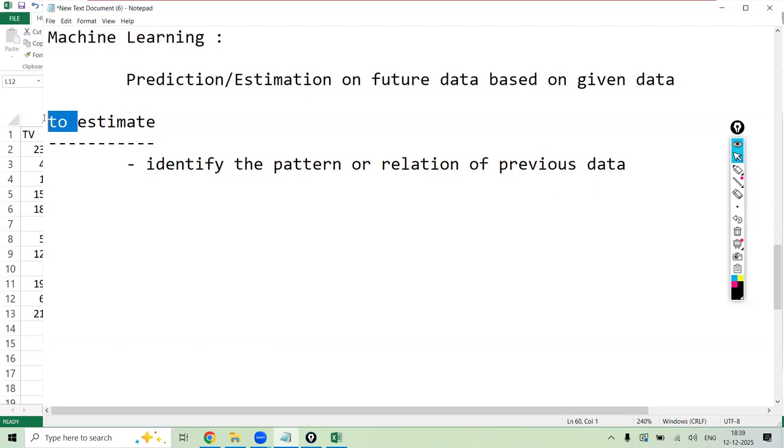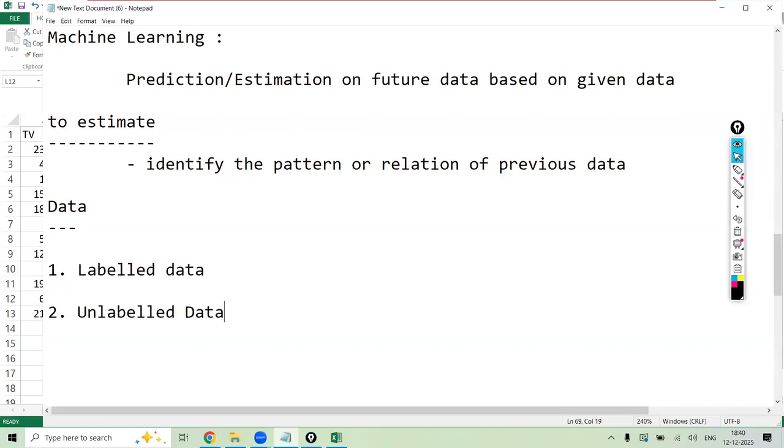So in order to do this estimation, what do we require? Identify the pattern. Now, the data I'm having is of two types. The first one is called labeled data. The second one is called unlabeled data. Two types of data will be there: labeled data and unlabeled data.